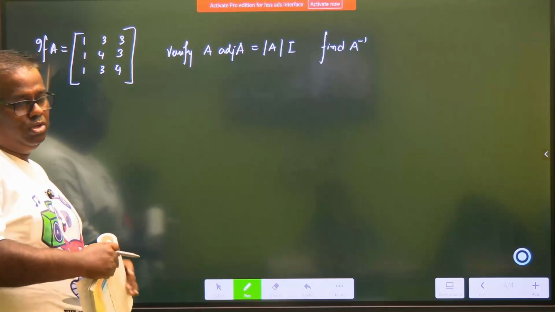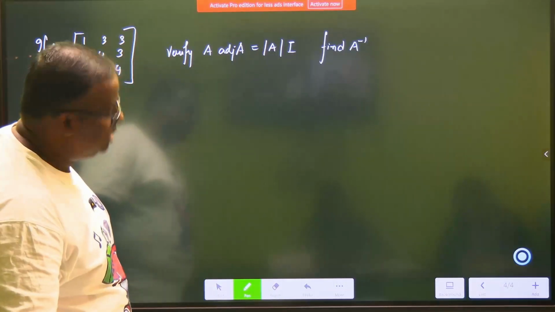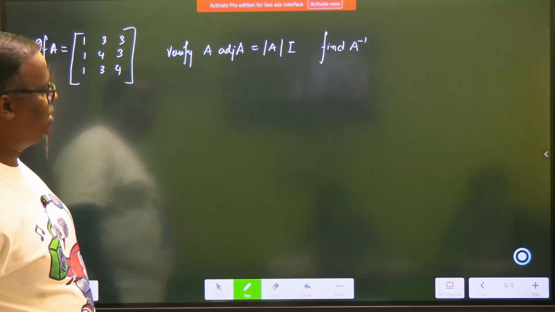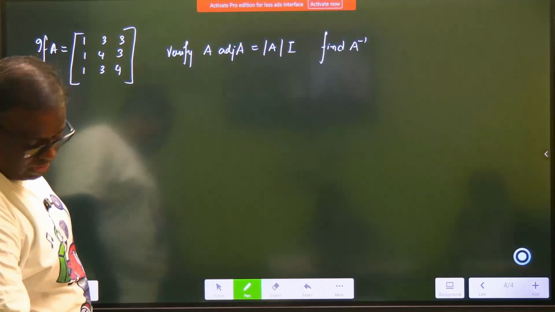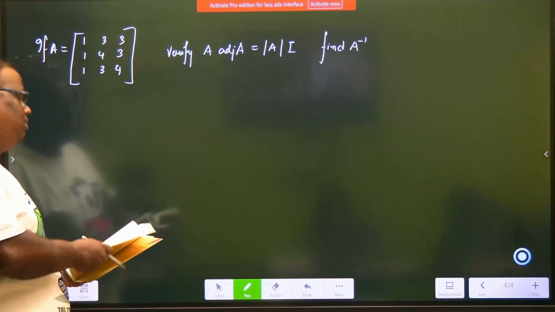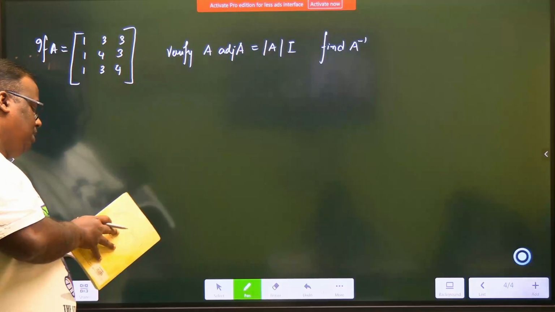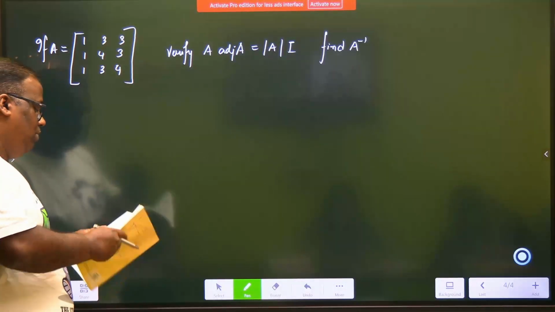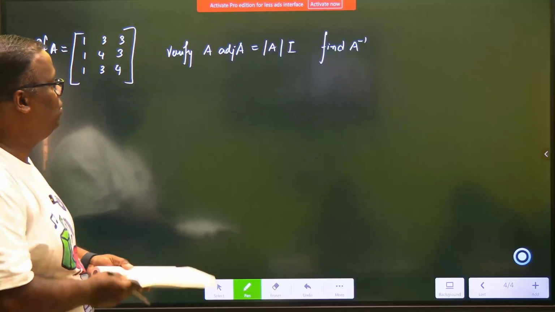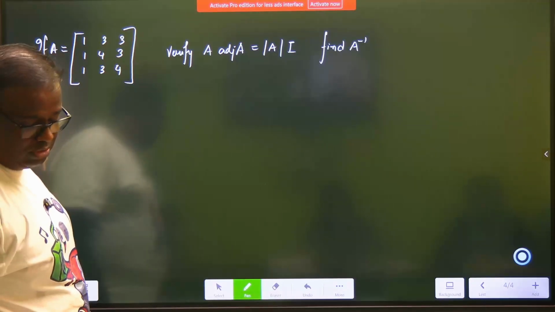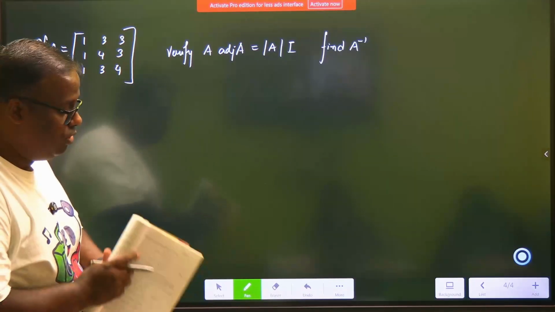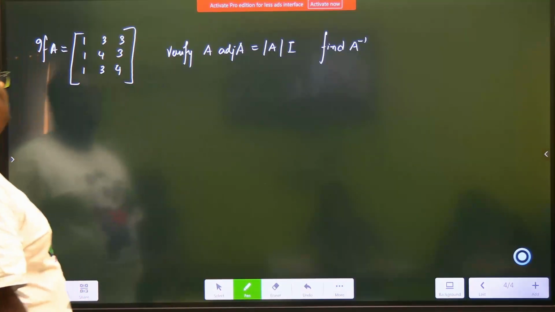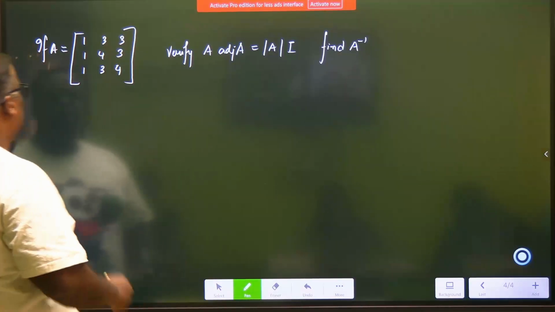A into adjoint of A is the same as determinant of A into identity matrix, and find A inverse. We know the A inverse formula can be found straight away by dividing the adjoint by the determinant value. So our first job would be what? To find the adjoint of A. In order to find the adjoint of A, we have to start from the minor of A and find the cofactor matrix. So let's write.